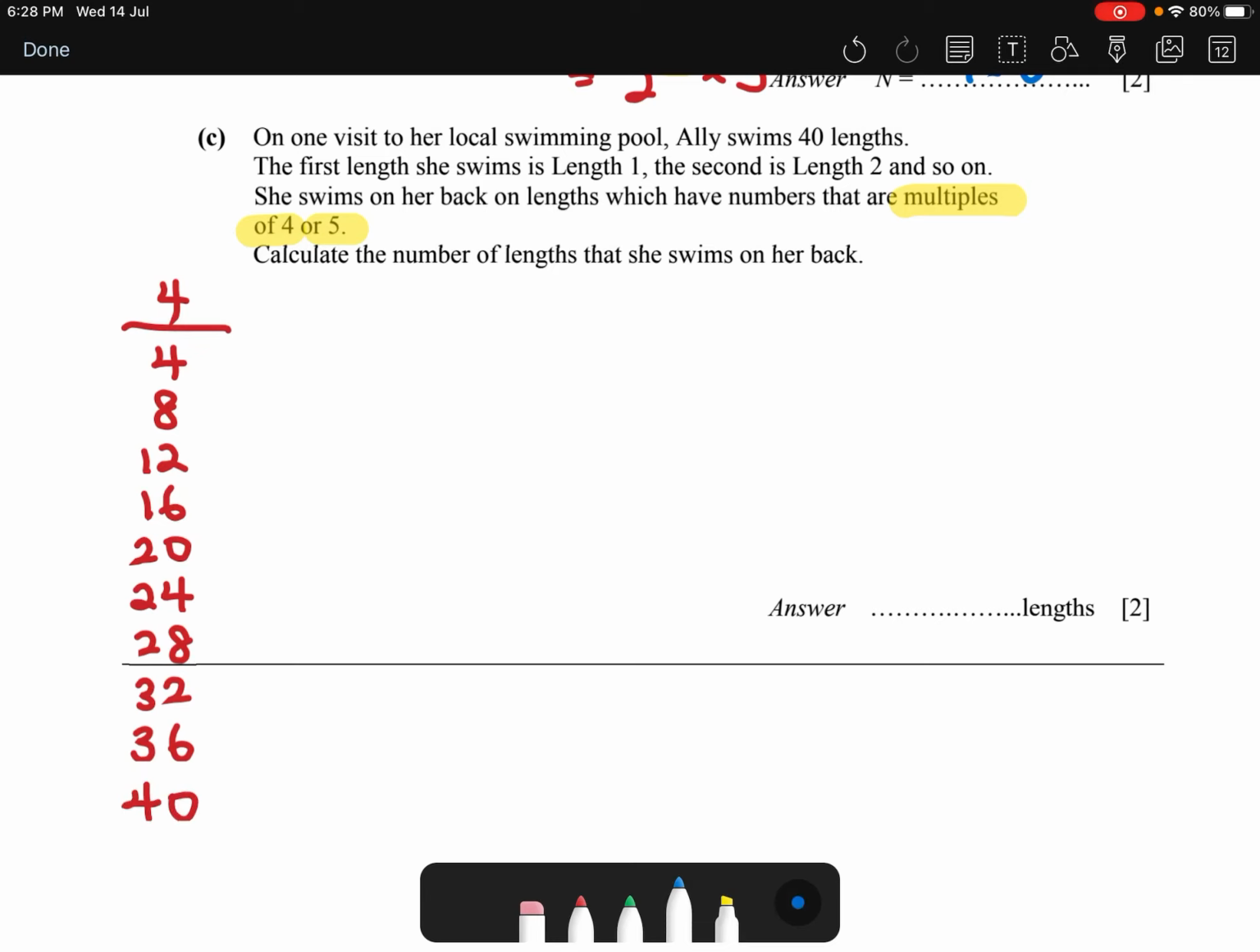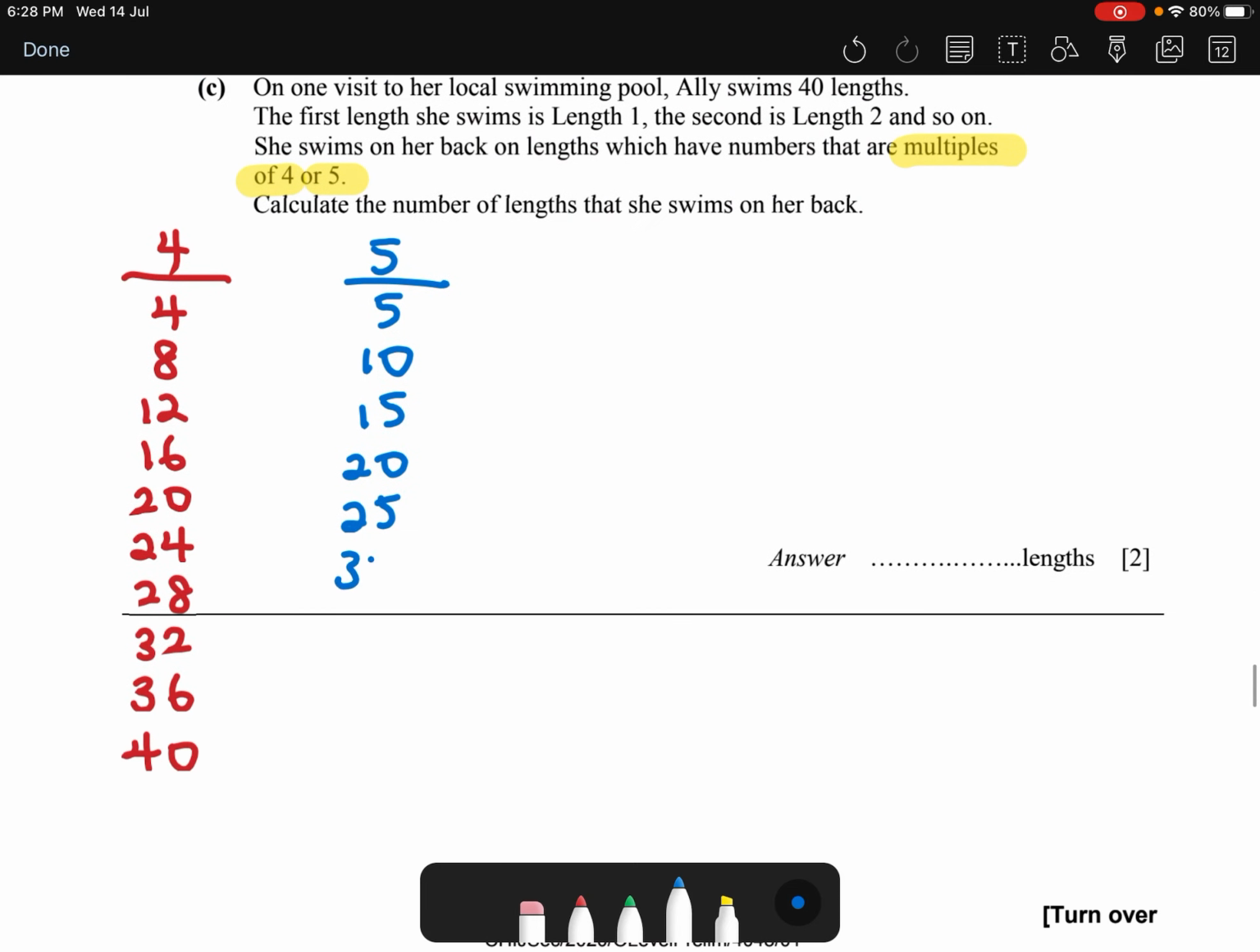Next will be 5. So 5, 10, 15, 20, 25, 30, 35, 40. I have listed all the multiples already. But for this question, be careful, because if you are not careful, you might do what we call double counting, where you count the same thing twice. Let's count. She will swim on her back when the lengths are multiples of 4 or 5.